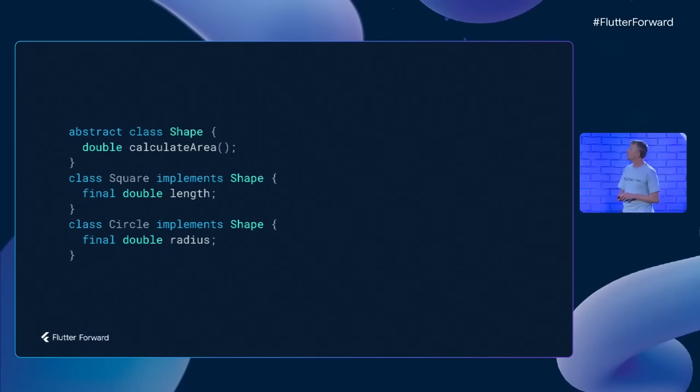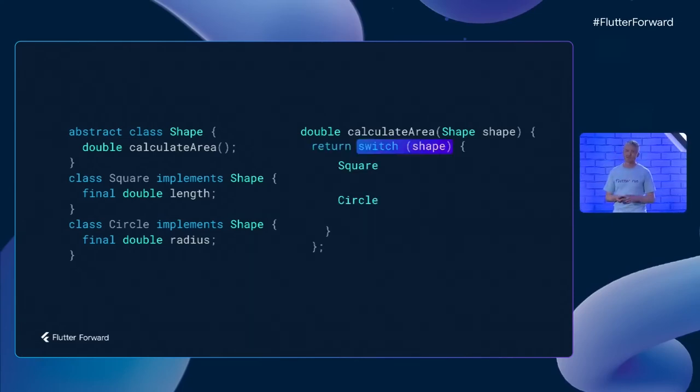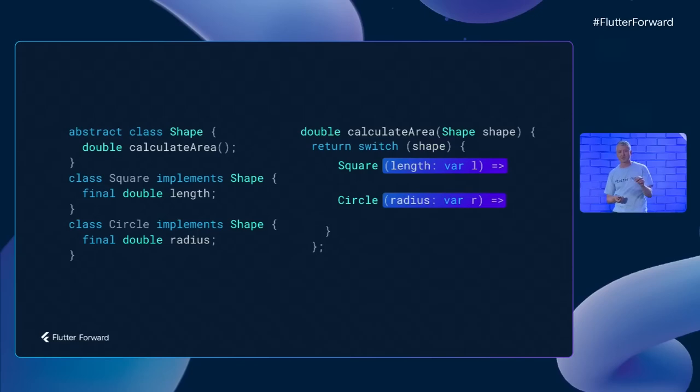Here's an example using a class hierarchy of shapes. Let's say we now need to do something like calculate the area of the shape. Then, of course, again, we can use pattern matching in a switch statement. This time, we're switching on the type of the shape, and inside each of the branches, we can go ahead and use an extractor pattern.